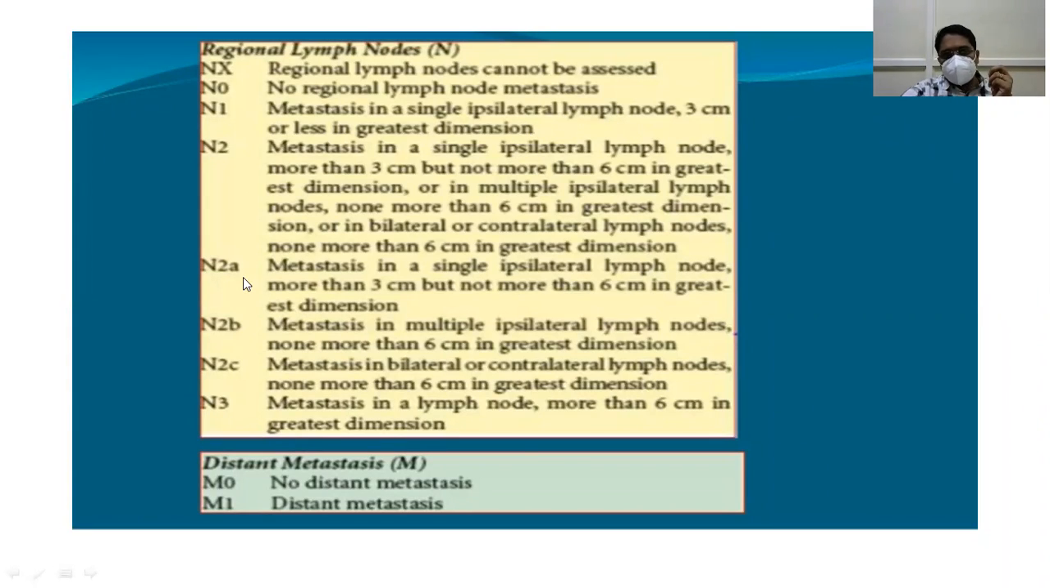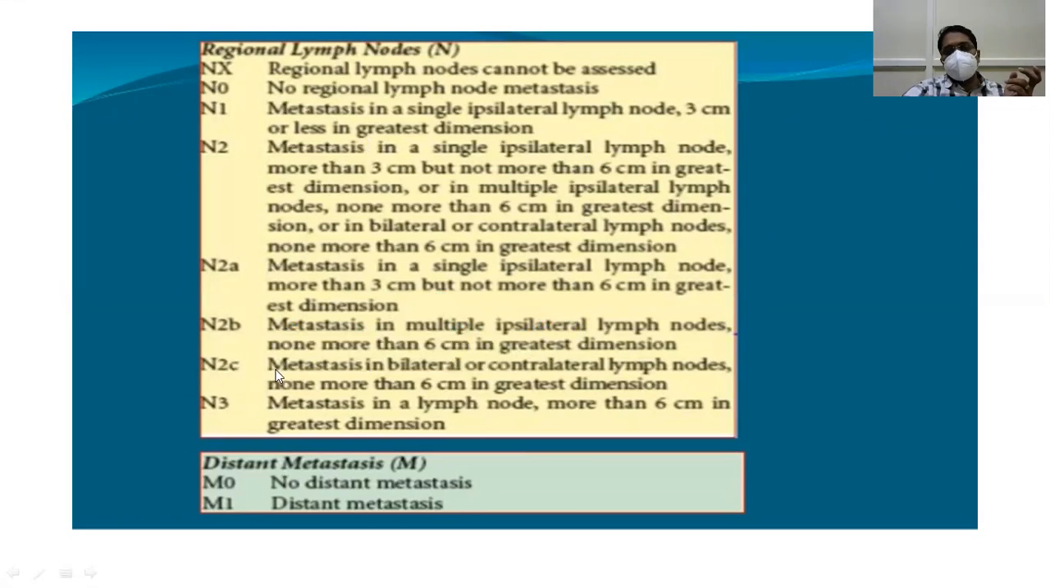In N2 there are 2A, 2B, and 2C. I told you N1 is less than 3, N2 is 3 to 6, and N3 is more than 6. In N2 there are 3 subclassifications. In N1, single ipsilateral. In N2A also single ipsilateral, same thing, 3 to 6. In N2B there is a slight change: not single ipsilateral, but multiple ipsilateral. N1 and N2A are single ipsilateral, but in N2B it is multiple ipsilateral, and the size is the same.